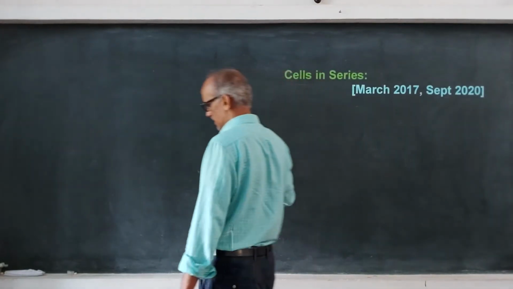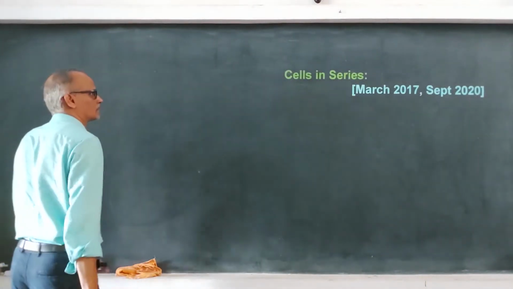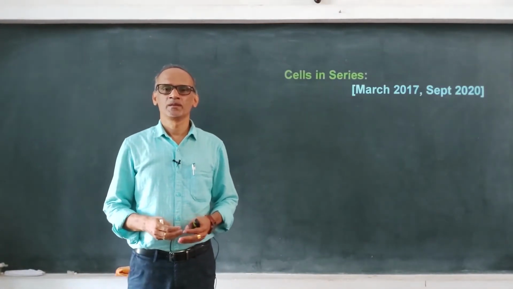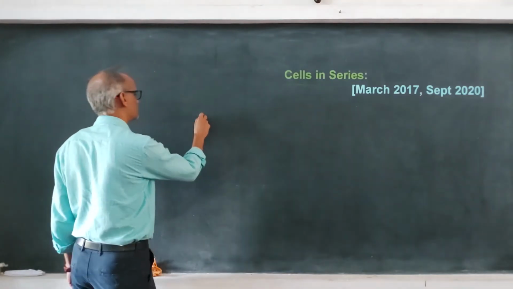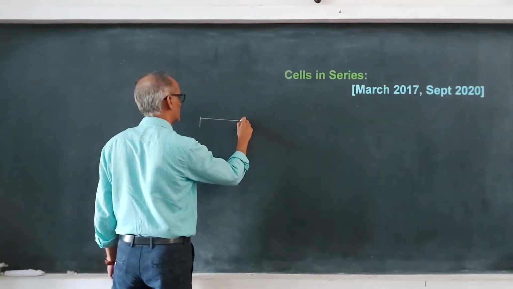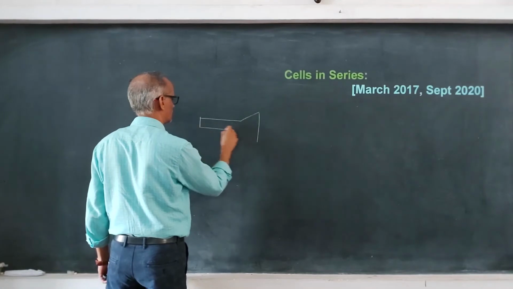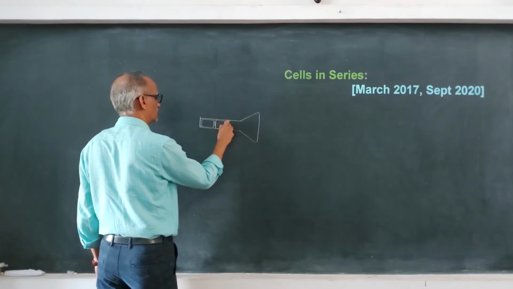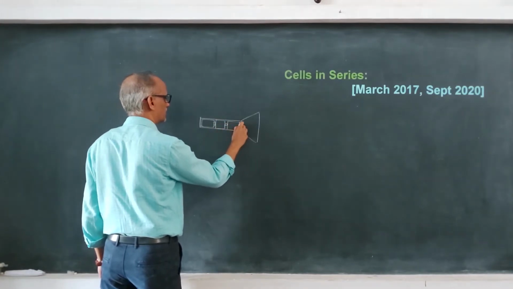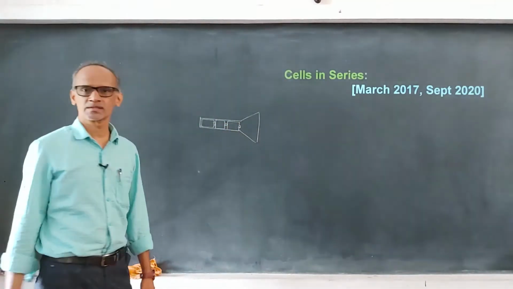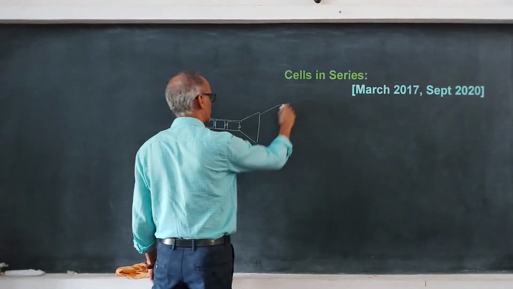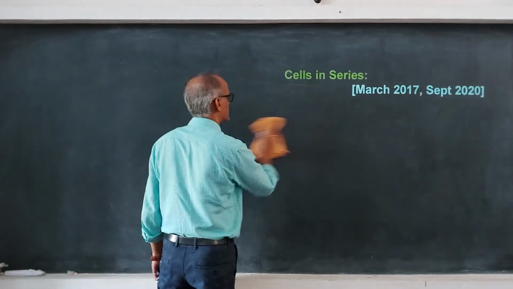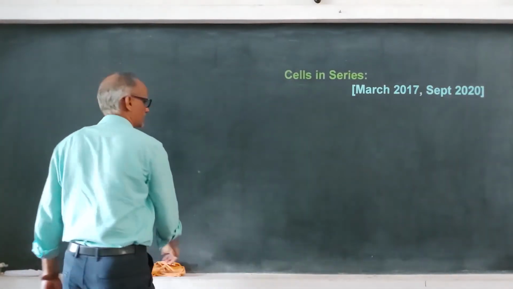So, now let us see, when cells are connected in series, what is the current through such a circuit? Series combination, in a torch light, we place one cell behind the other, connecting them end to end. And when switched on, we get the light. So, what do you mean by connecting cells in series?